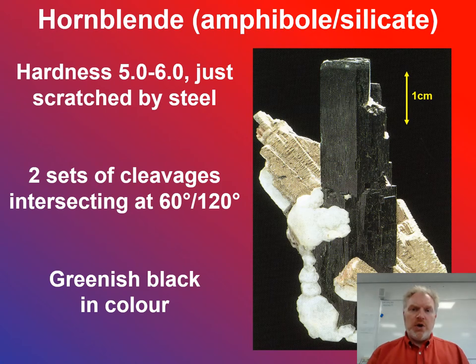Hornblende is one of two minerals that we can call ferromagnesian minerals, because of the iron and magnesium that makes them up. They are effectively black in colour. I know the data sheet describes one as greenish black and the other blackish green. You're not going to tell the difference between them. The key feature of hornblende and the other ferromagnesian mineral augite is its cleavage. Hornblende has two planes of cleavage, either 60 or 120 degrees to each other, depends on how you're looking at it. And it's dark black in colour.